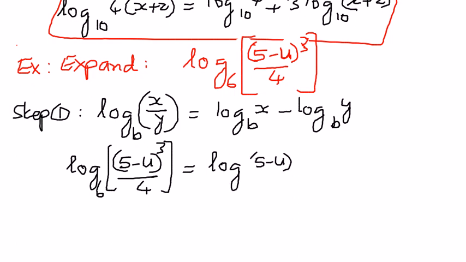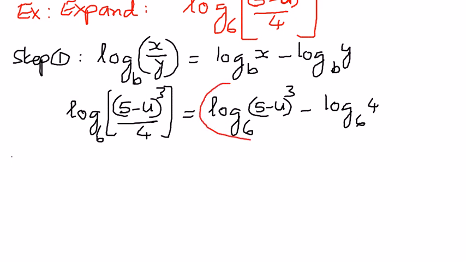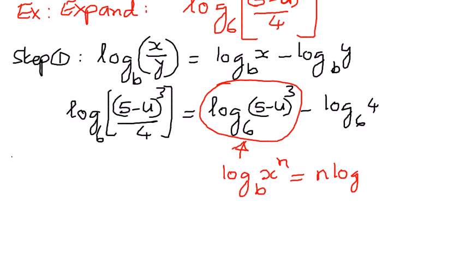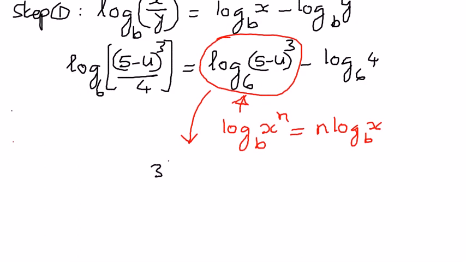Log of (5 minus u) to the power of 3 to the base 6 minus log 4 to the base 6. As we can see here, for this part we need to use the power rule. And what is the power rule telling us? The power rule is telling us that if we have log x to the power of n to the base b, the exponent comes to the beginning of the expression, and we can write that as n log x to the base b, like that. Therefore, when we use that, this expression becomes 3 log (5 minus u) to the base 6, like that.